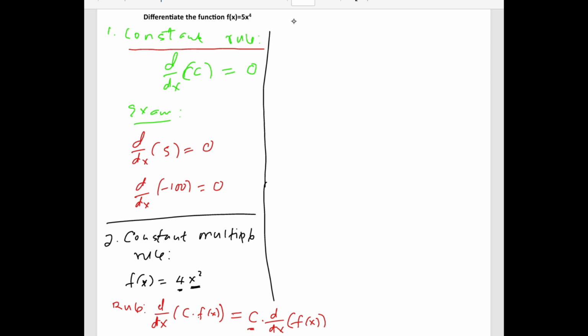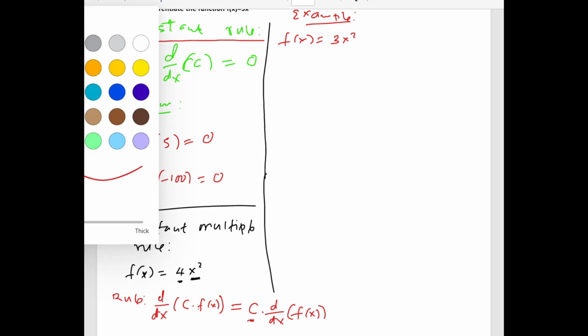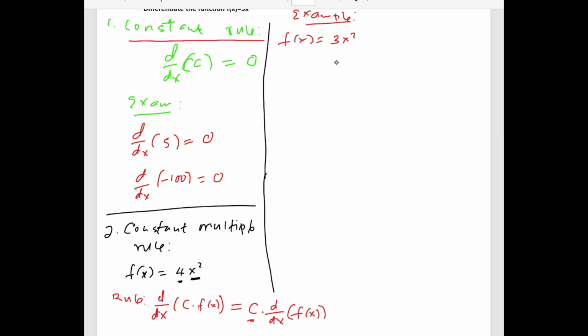So you just hold the constant and then you differentiate the function. And you can have a simple example. Let's say we have a certain function f of x equals 3x squared. If you try to differentiate this function, you just need to hold your 3, like that, and then now differentiate the function.